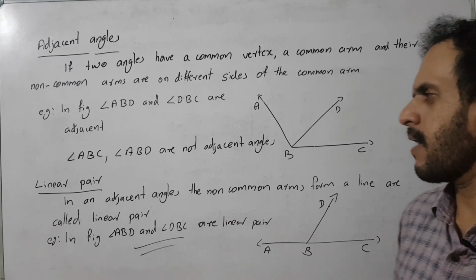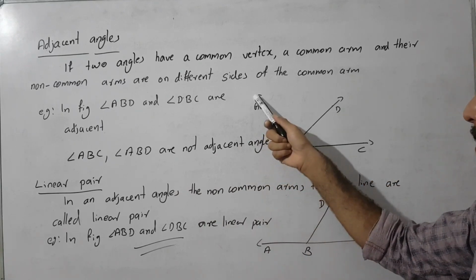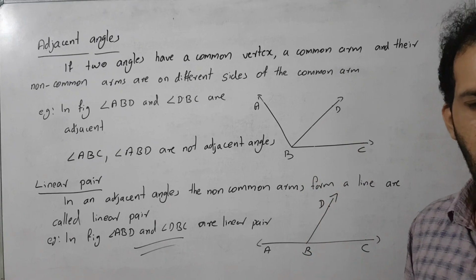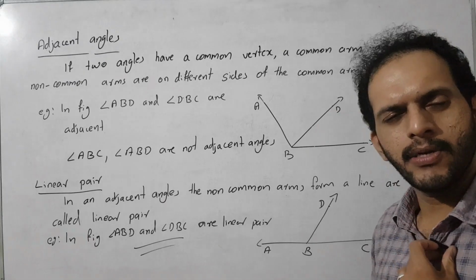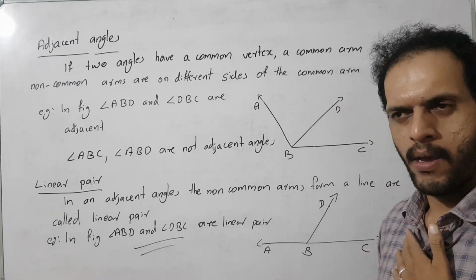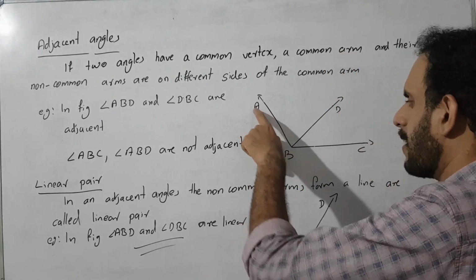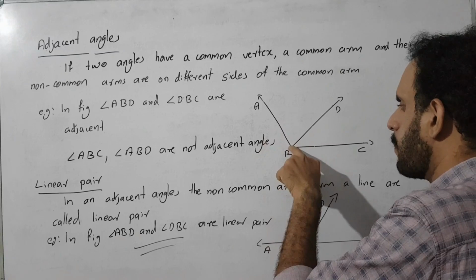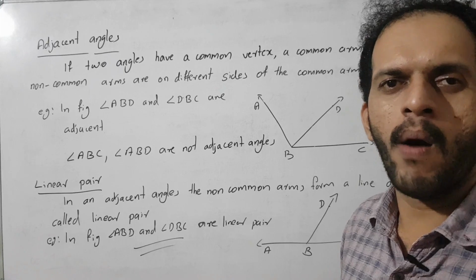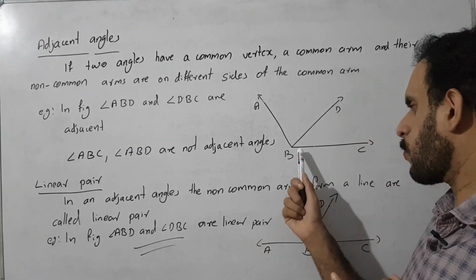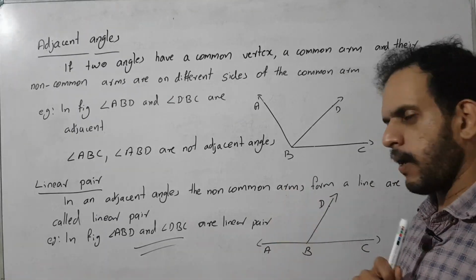Okay, then we consider one more angles, angle ABC and angle ABD. Then are angle ABC and angle ABD adjacent? No. Why? Because it does not satisfy all the properties. We will check. What is that? Angle ABC and angle ABD have a common vertex. Yes, these two angles have a common vertex. What is the vertex common there? Angle B is the common vertex. Correct. B is a common vertex.